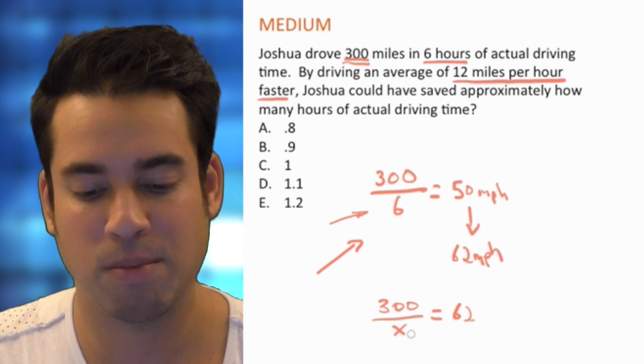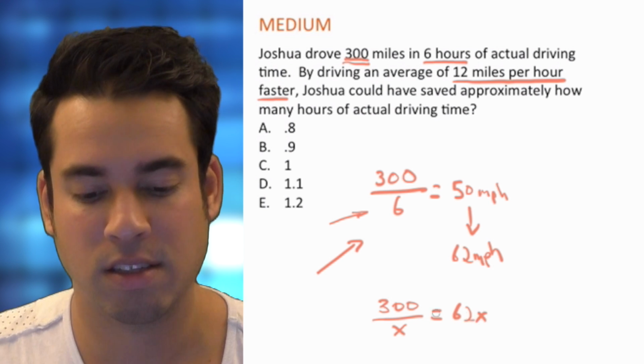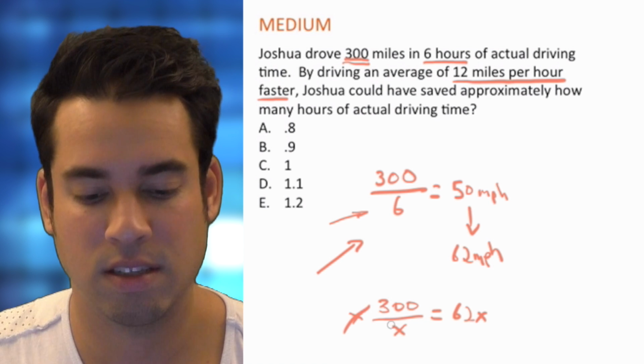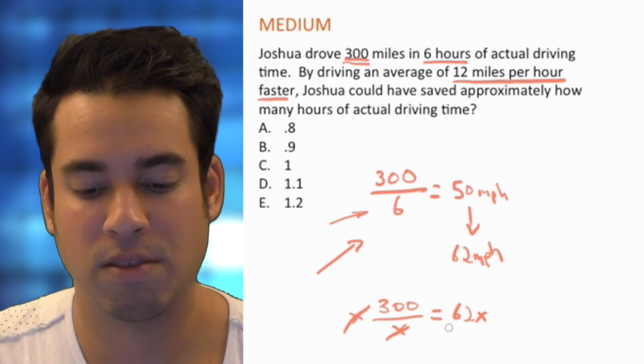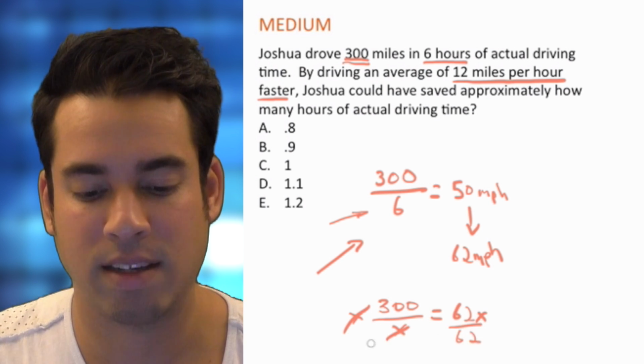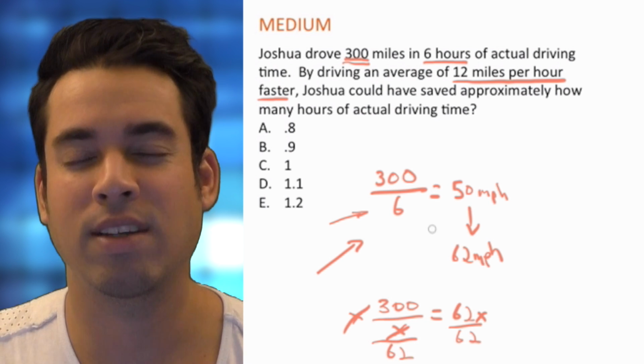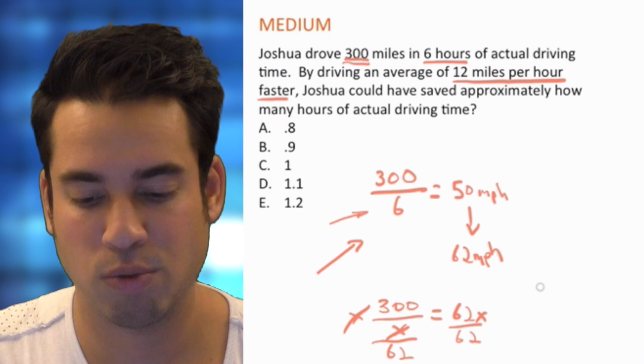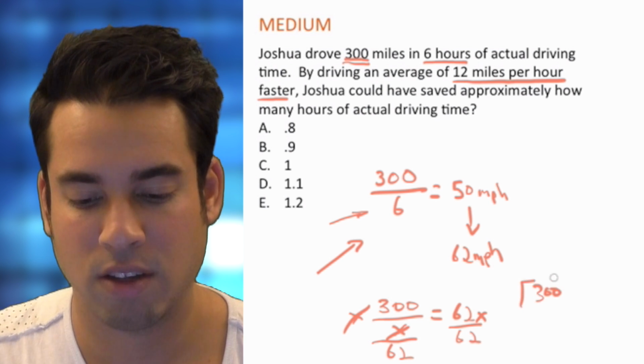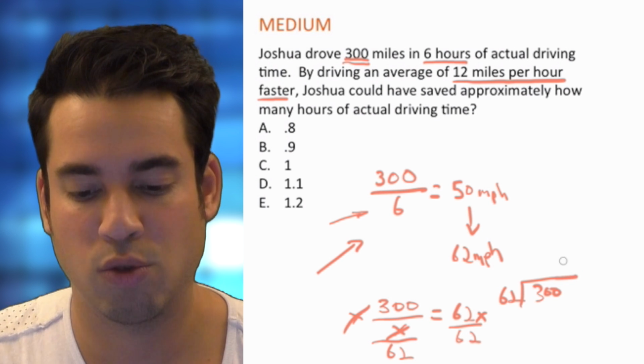And now we just solve, right? So we multiply both sides by x, and then these cancel out. And then we divide both sides by 62, pretend that x isn't there. So we have 300 divided by 62. We'll do it over here. You can do it on a calculator if you like. So we basically come down to, it would be less than 5, so it would be 4. 4 times 62 is 248.